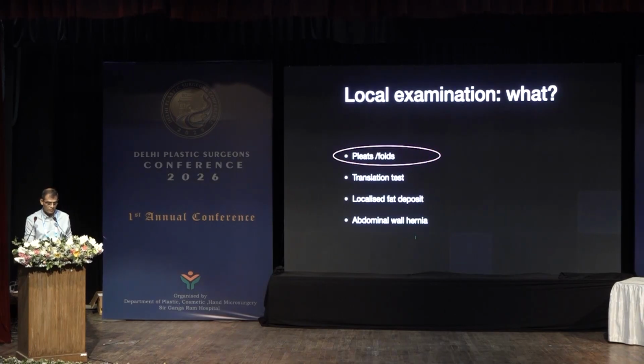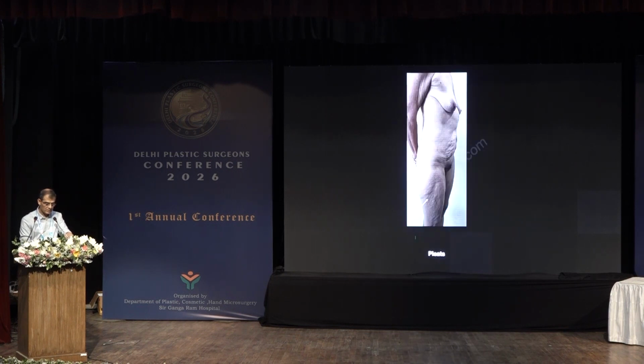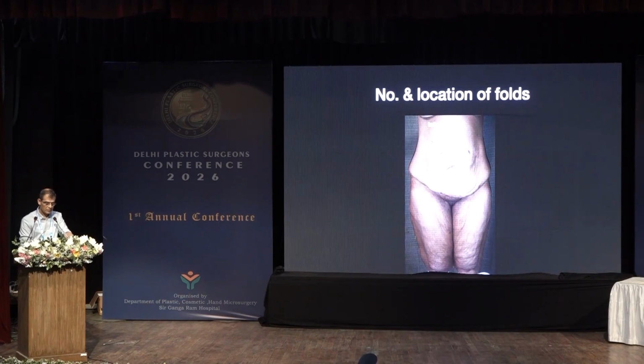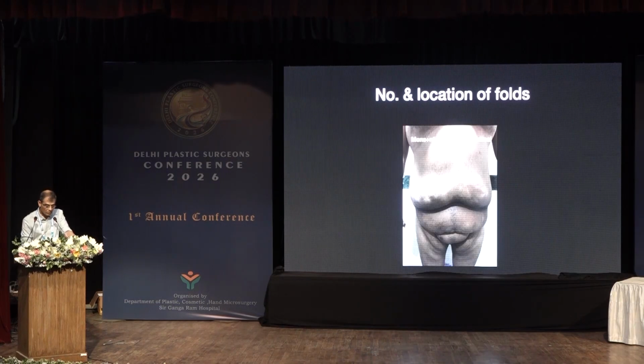Now, what are we looking for in local examination? Some patients with massive weight loss will have only pleats, like accordion pattern skin, as seen here on the abdomen and the lateral thigh. And if there are folds, then we look at the number and location of the folds. For instance, there can be one fold or two folds. The other fold can be higher up in the epigastric region. Or you can have three folds, the third one being the Mons fold, which is very easily missed.